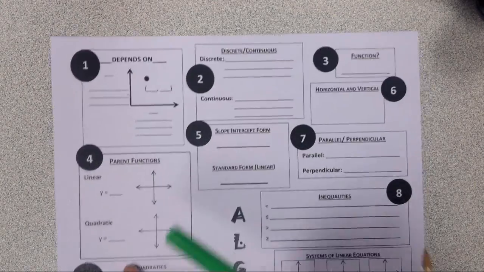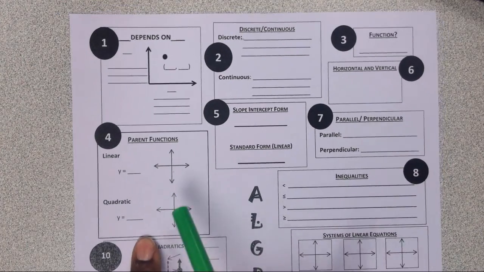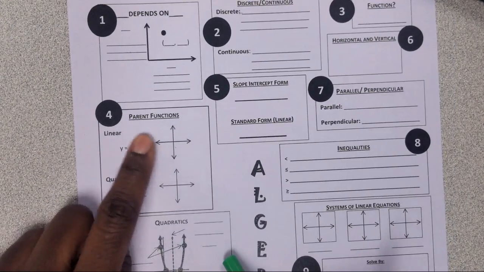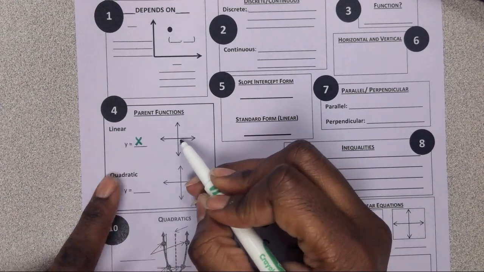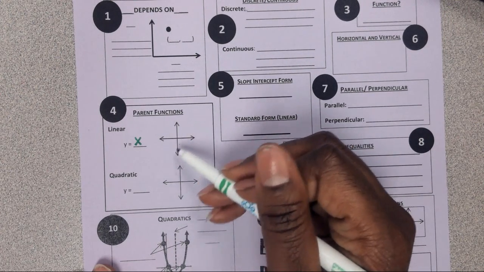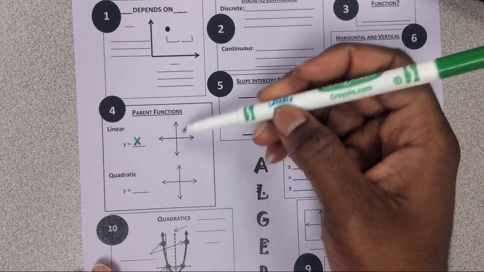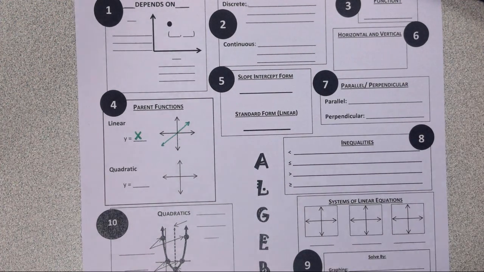All right. The first one that should be one of the easiest boxes is this one right here. Does anybody know what the linear parent function is? Y equals x. And what does it look like? Is it like a circle, a parabola? What type of line? Is it a horizontal line, a vertical? It's a diagonal. It goes straight through the origin.